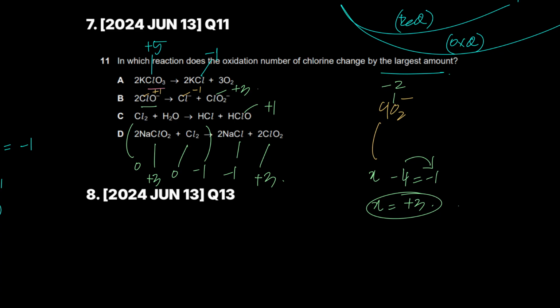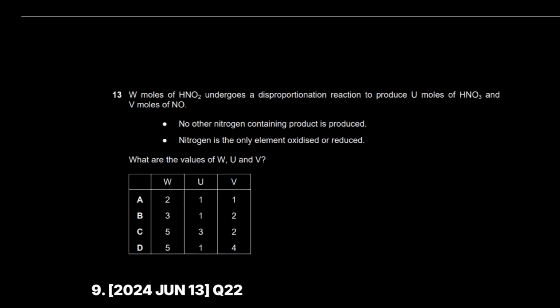So where is the largest change? Right here. +5 to -1. There's a change of 6, a delta of 6. In no other place is there a delta of 6. No other place. This is +3, 0, and this is +3, -1. There's no change of 6. So A should be the correct option. Next.